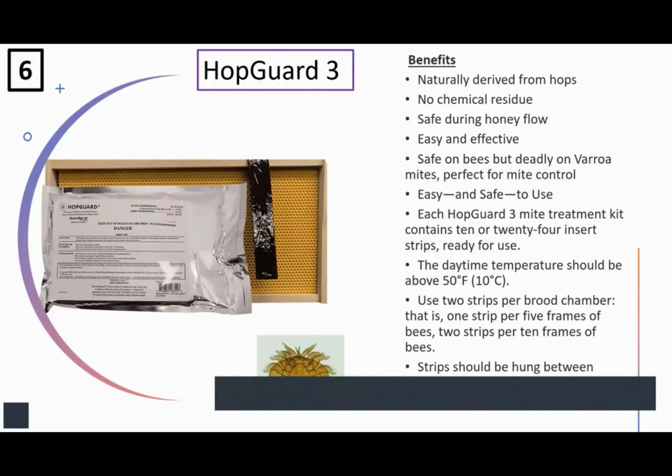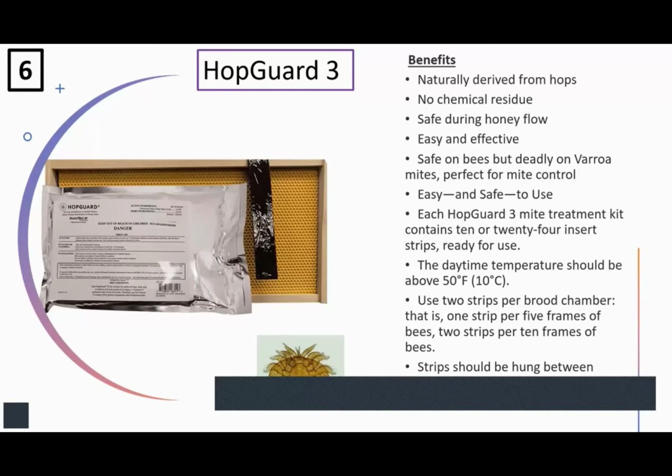Now, when I used it, I do have to say I didn't use the 3 because they were sold out. It was COVID and blah blah blah, and I did the old Hop Guard, which was only old because they came out that year with 3, so it should have worked. But they are very nasty and sticky, and you definitely have to wear gloves just because you don't want it all on your fingers. The daytime temperature should be above 50 degrees Fahrenheit.